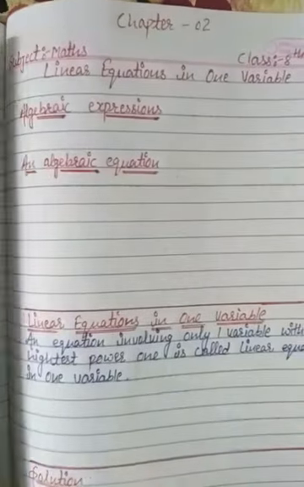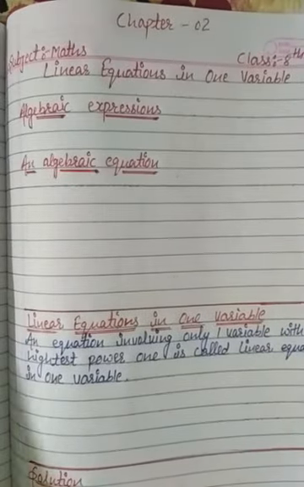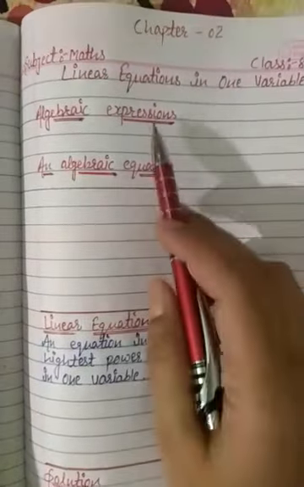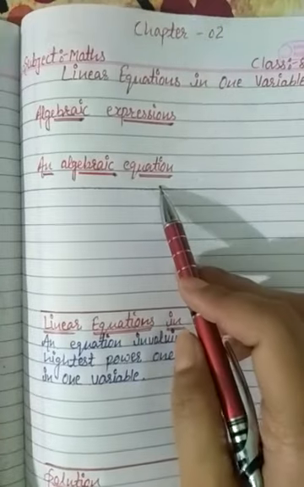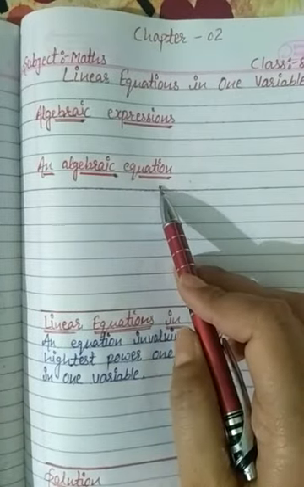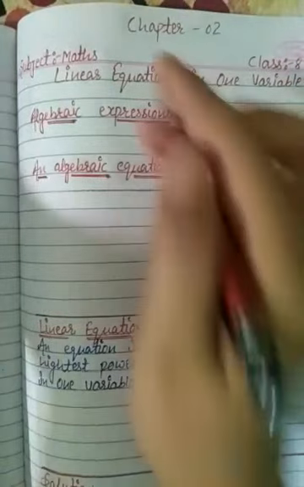Today, we are going to start Chapter 2, Linear Equation in One Variable. In the previous classes, we have learnt about algebraic expression and equation. I am writing some examples of expression.